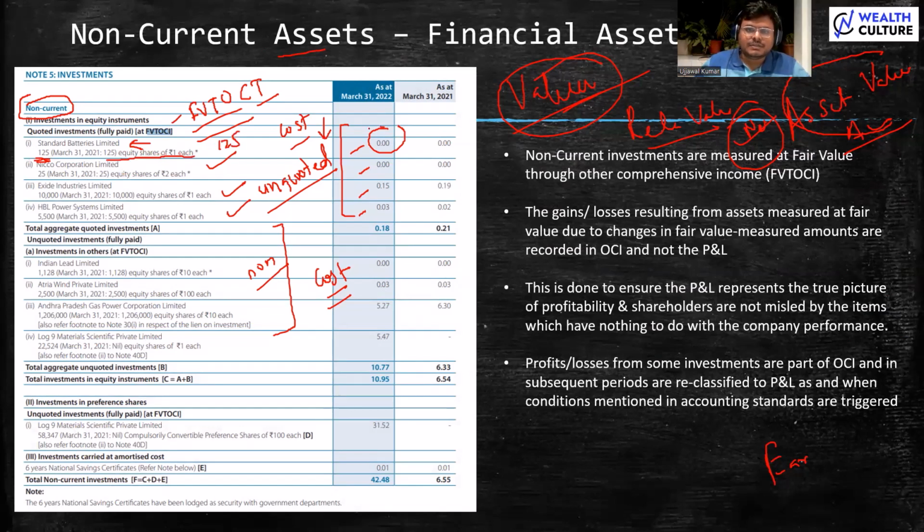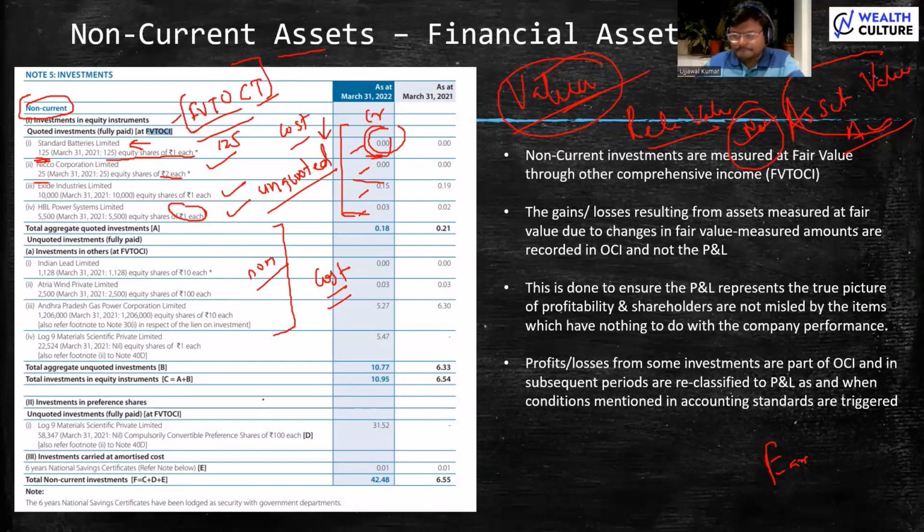Because the numbers here are in crores, in decimal this will look like 0.00. Then you have 25 equity shares of value 2 each. Again, a very small number shows up as 00. Right? These are 5,500 shares of 1 rupee each. Again, a very small amount. Right? But these are all investments which are calculated on the fair value through other comprehensive income approach. Right?